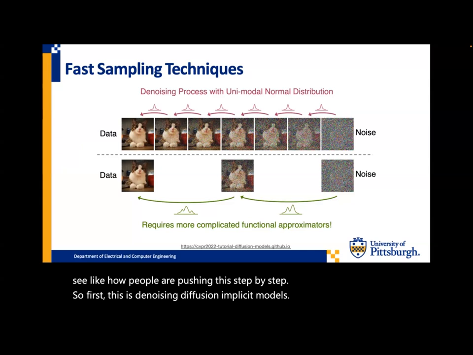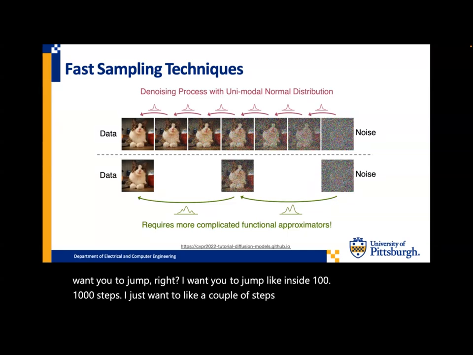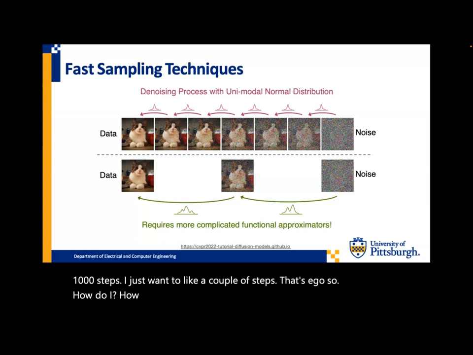So you can see that now the goal is that I don't want to outstep, I want to jump, right? Instead of 100,000 steps, I just want a couple of steps. That's the goal. So how do I know how do I replace it?